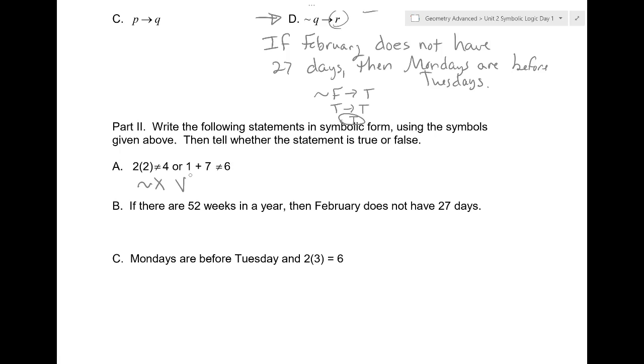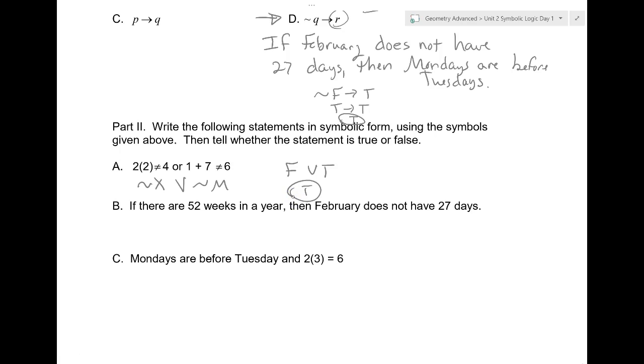And then I have 1 plus 7 does not equal 6. So what am I going to put for that one? Not M. Do you notice the negation symbol? We just say the word not M. Now, what's the validity of this? That's false or what? True. So it's going to be what? True. All right. How about the next one?